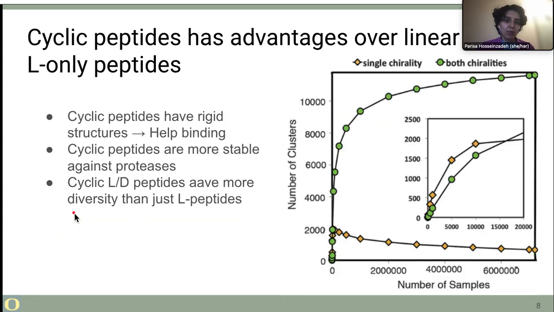In contrast to linear peptides, cyclic peptides also have some advantages. They are more rigid structures, so they can help with binding. They're more stable against proteases. And also cyclic LD peptides, the green ones that you can see here, have more diversity than just L peptides that you can see here.